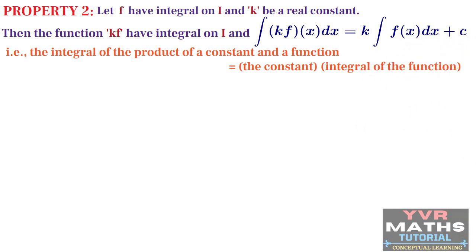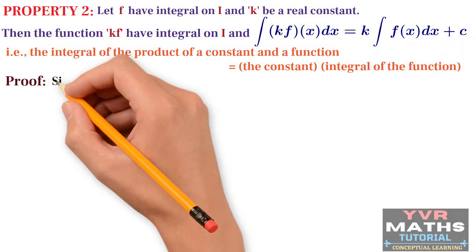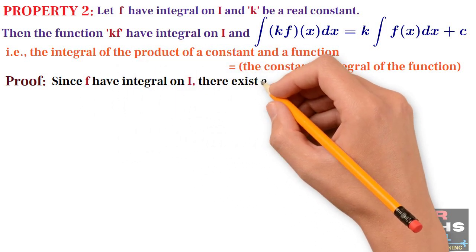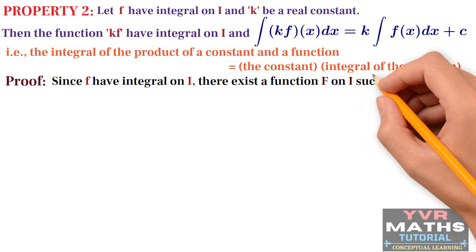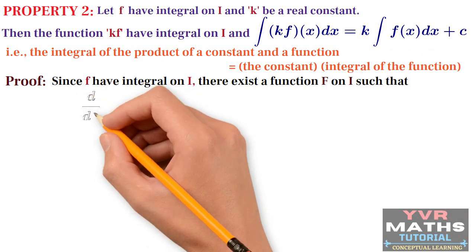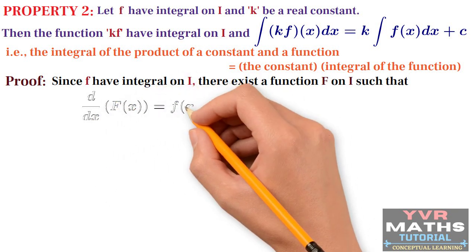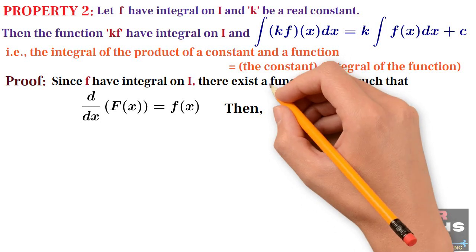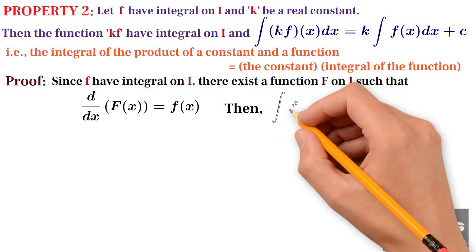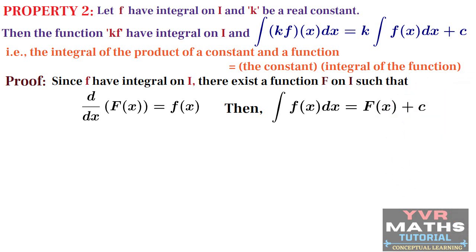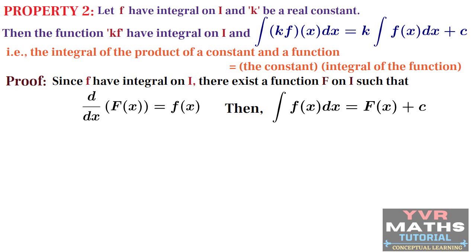Let us discuss the proof. From the statement, f has an integral on the interval I. Then there exists a new function capital F on the same interval such that d by dx of capital F of x is equal to small f of x. By the definition of integral, this can be written as integral small f with respect to x is equal to capital F plus c. First of all, we have to prove kf has an integral on the interval I.